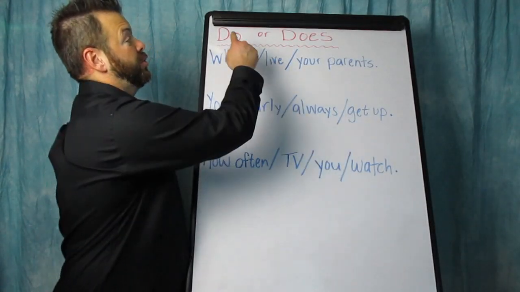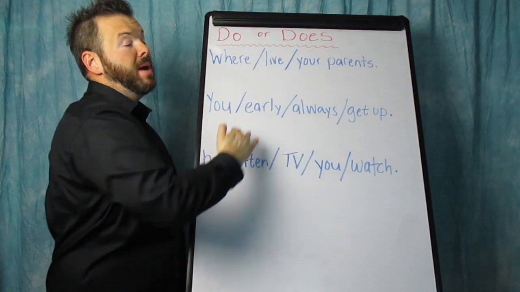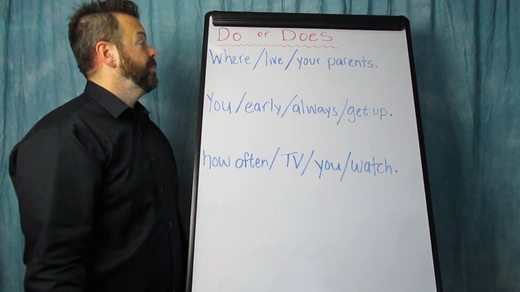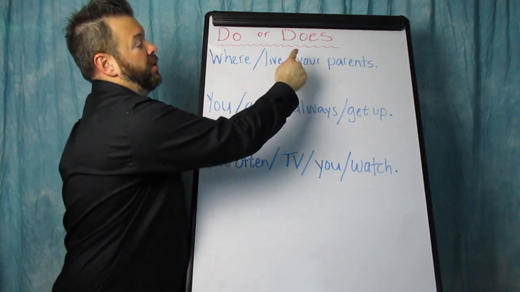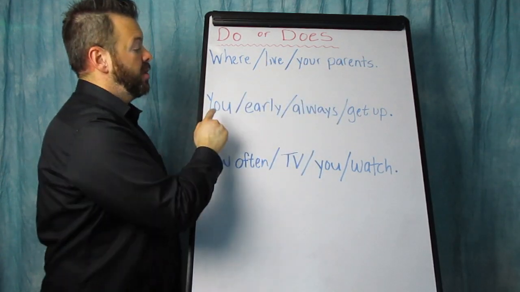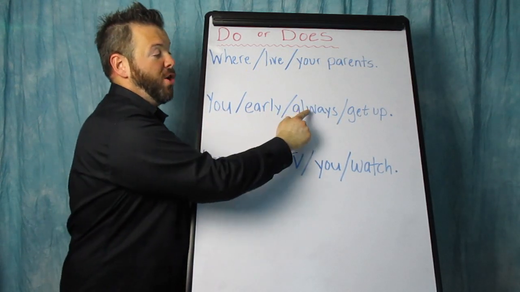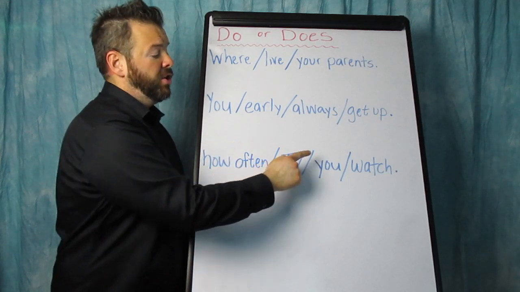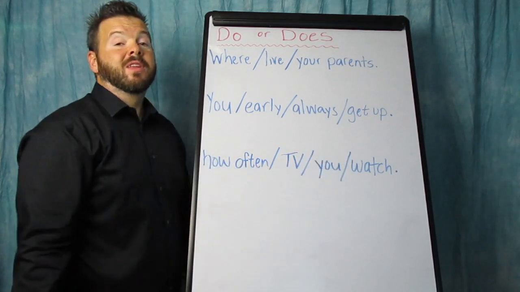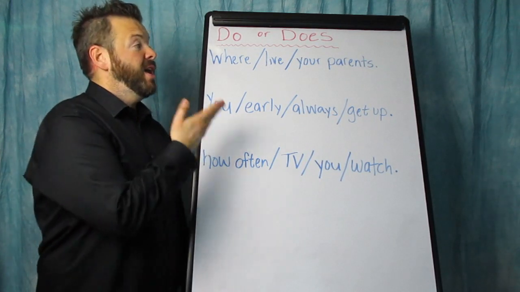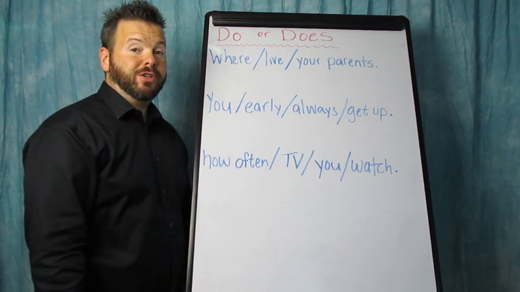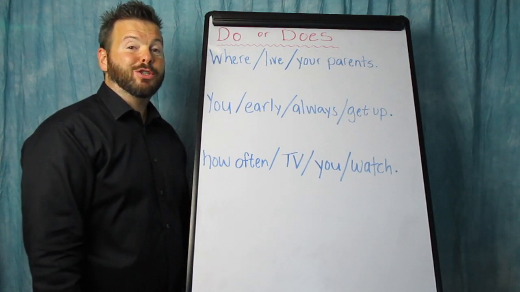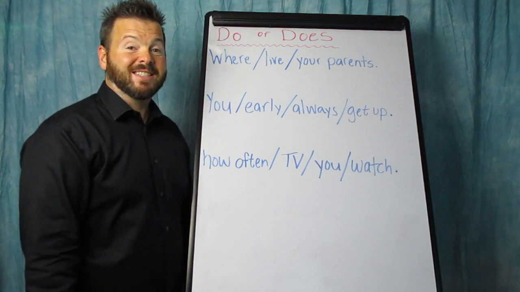Again, we're going to use do or does to make questions with these words. Let me read everything for you. Where live your parents? You early always get up. How often TV you watch? Pause the video here and write everything down and read it to yourself. And when you come back, we will make full complete sentences using do or does.